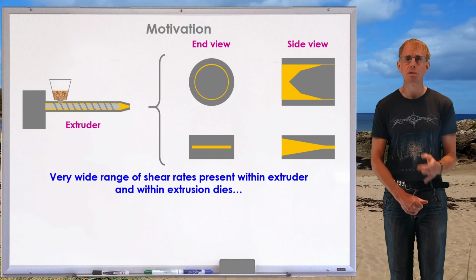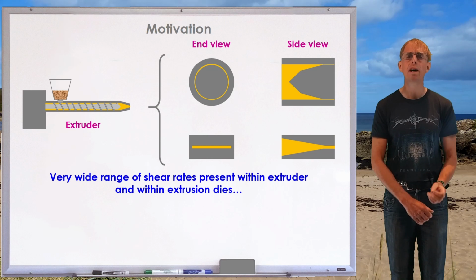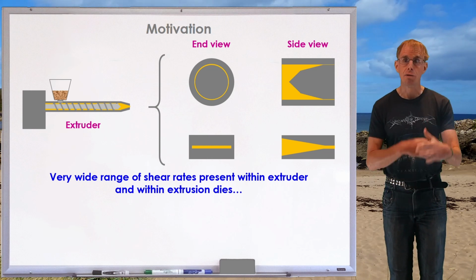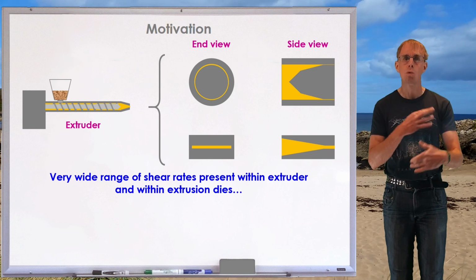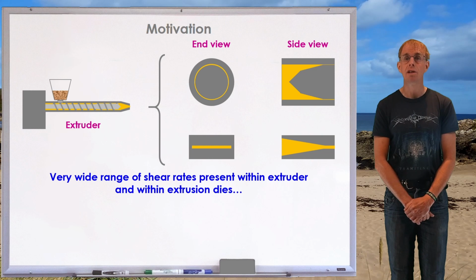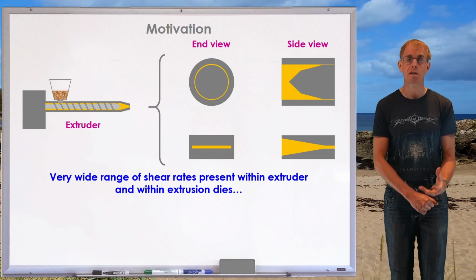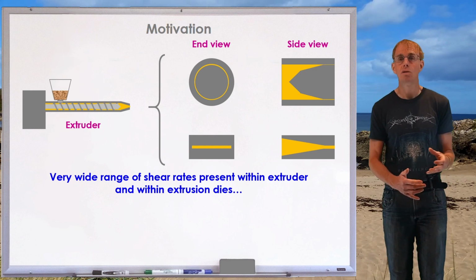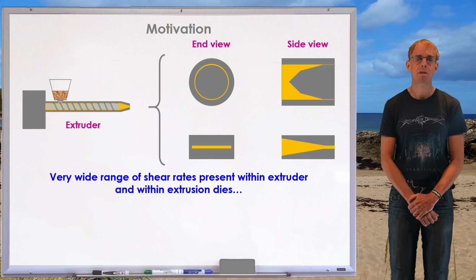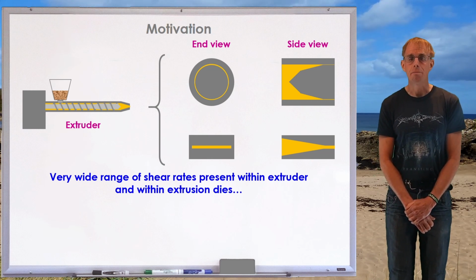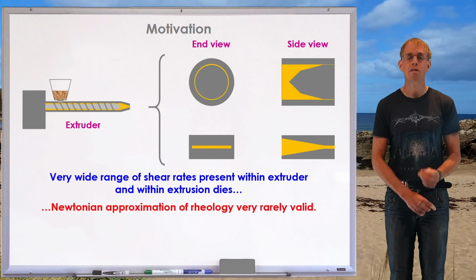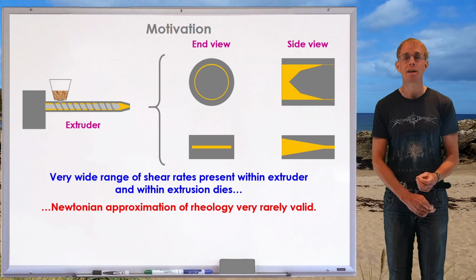And so what you'll see is that there's a very wide range of shear rates that are present, both within the extruder, as the flights turn against the barrel and there's very small gaps and very high shear, but also within extrusion dies, as you get this geometric change going from a very slow flow to a fast flow of polymer, and of course that fast flow infers a high shear rate. The crux of this is that a Newtonian approximation for polymer rheology is very rarely, if ever, valid.